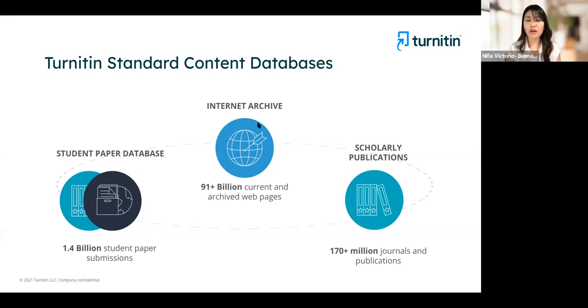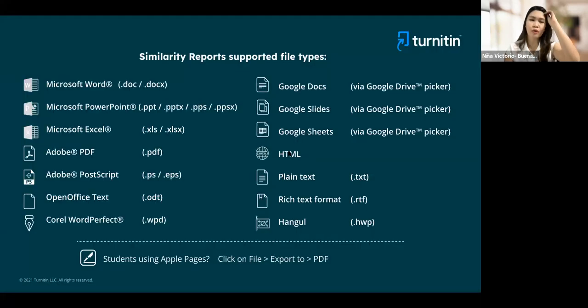Maybe some of you are asking, what if I selected the standard paper repository option? Definitely, the paper that is submitted will be stored in our student paper database. Now, for you to be able to generate a similarity report, that file must be in a supported file type, following the supported file types that we have.